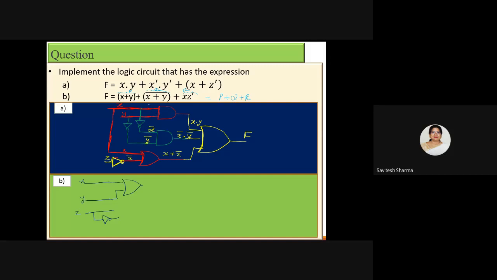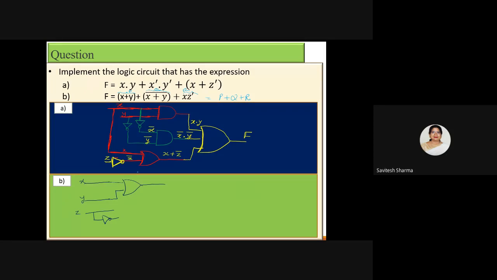Next is your (x + y) complement. So x + y and then complement. What is this? This is actually your NOR gate. This is your NOR gate. If you are doing it straightforwardly, you will connect x and y and you will show the NOR gate.